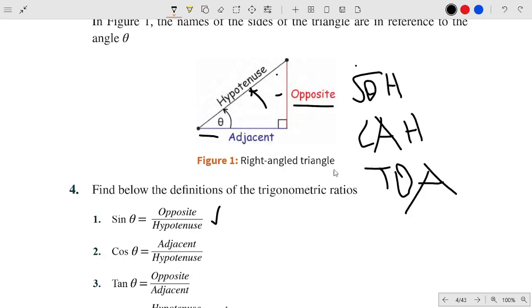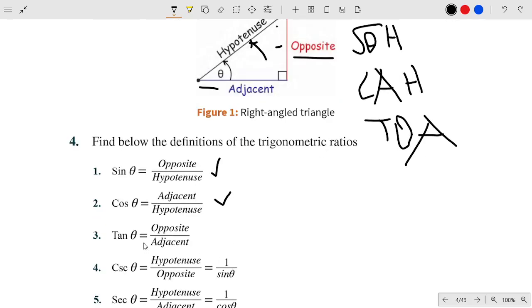Now, CAH: C here is the cos, A represents the adjacent, divided by the hypotenuse. So cos is equal to adjacent on hypotenuse. Then we have tan. T here is tan, O is opposite and A is adjacent. So tan of the angle will be equal to the opposite on adjacent.